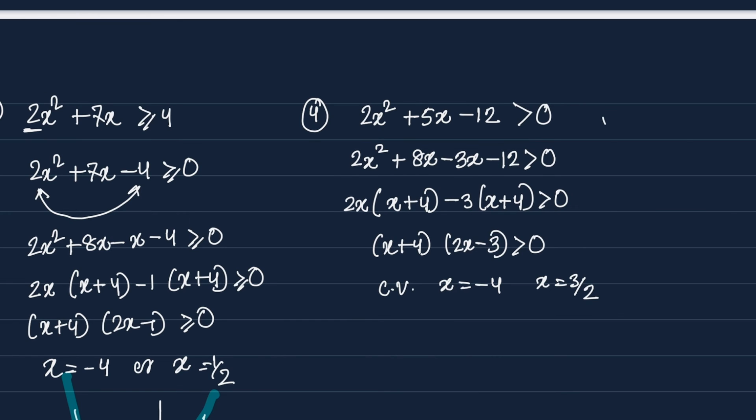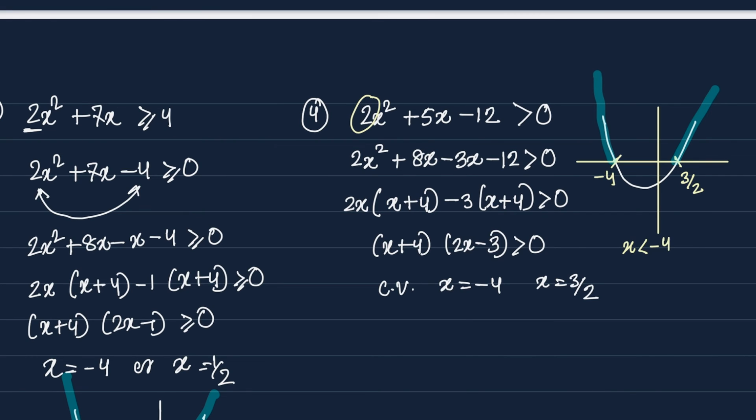It's a U-shaped graph, definitely, because the coefficient of x squared here is positive. So where does the curve intersect the x-axis? At -4 and at 3/2. And they want the expression to be positive, so we have to take the portion of the curve which is above the x-axis. x is less than -4, or x is greater than 3/2. So that's our answer.